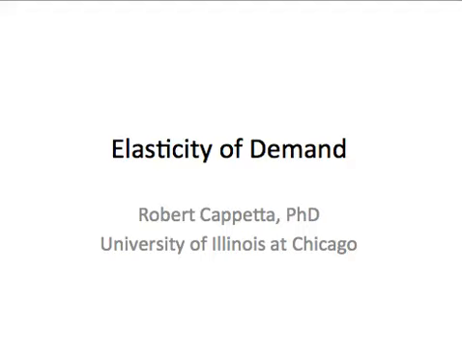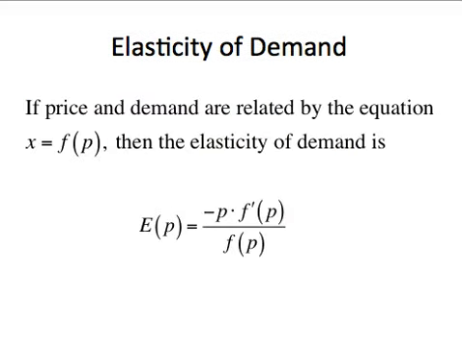This is Bob Capetta from the University of Illinois at Chicago, and this lesson is on elasticity of demand. If price and demand are related by the equation x is a function of p, then the elasticity of demand is given by the following equation. E of p, the elasticity as a function of the price, equals negative p times f prime of p divided by f of p.